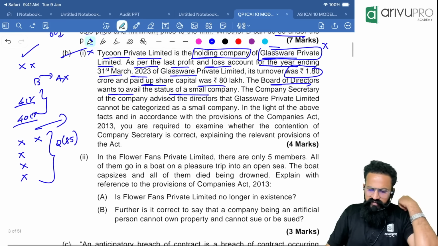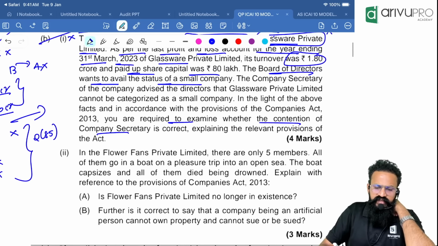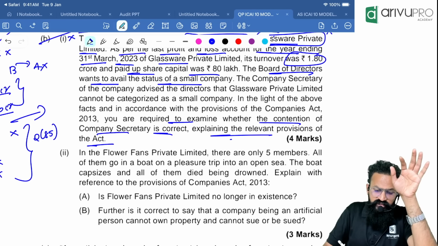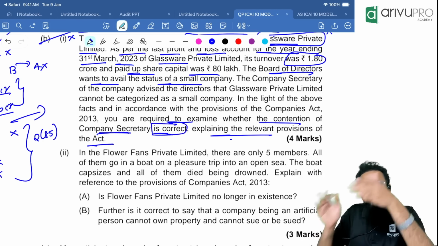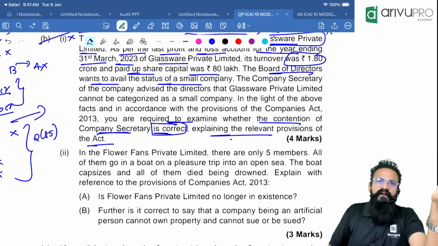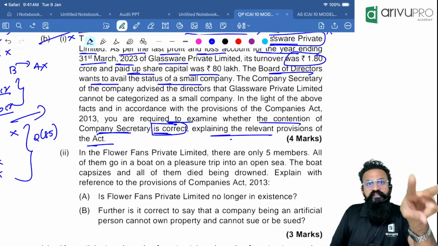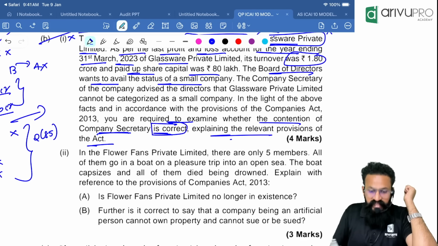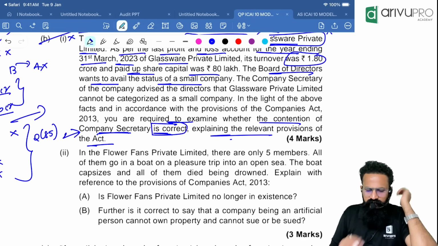So how will my answer be? You are required to examine whether the contention of the company secretary is correct, explaining the relevant provision of the act. My solution will be: the contention of the company secretary is correct because it is a subsidiary company or it is a holding company. They can never be considered as a small company, referring to the provision of law. That's how my answer will be. Whatever is given here, put that only in conclusion.